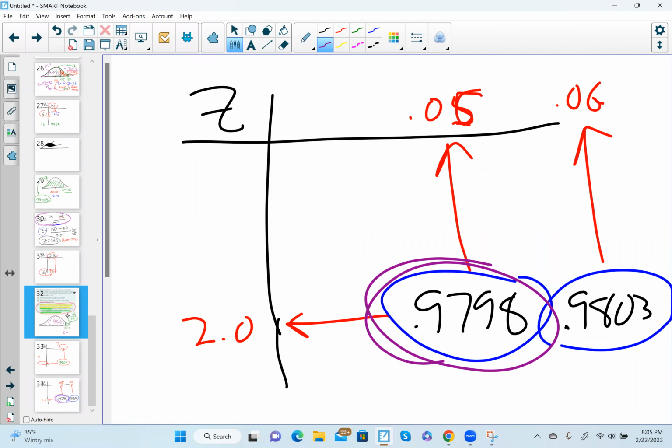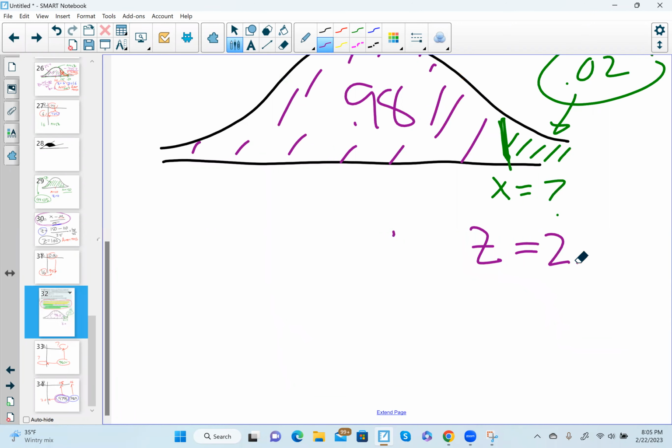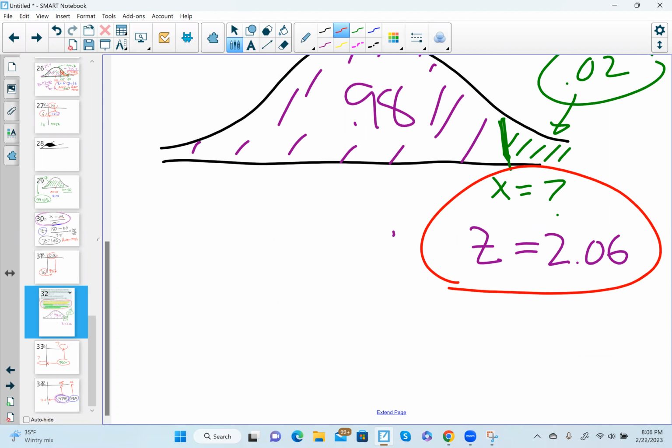Okay, so now what I know is, back on my original question, I can say that the z-score is 2.06. And my claim is that once you figure out the z-score is 2.06, you can solve for x. Right? That was our question mark. What's x? It's not 7. It's a question mark, by the way. So here we go. Ready?